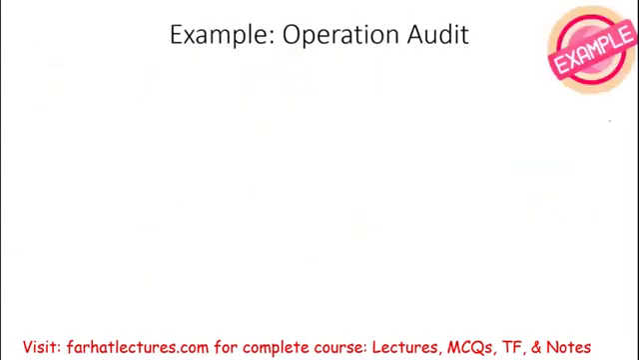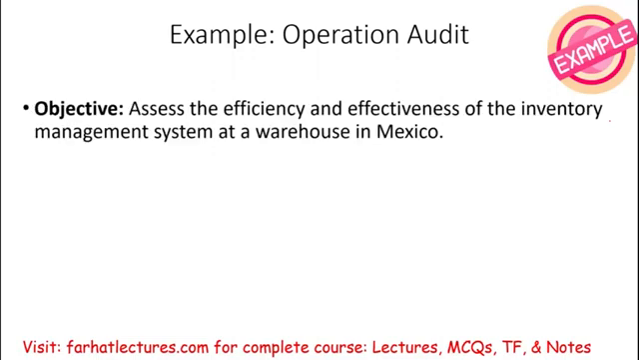Let's take a look at an operational audit example. Maybe an objective will be to assess the efficiency and effectiveness of the inventory management system. That's it. We're looking at how we manage inventory, and specifically at a warehouse in Mexico. So notice, it's not across the company, it's for one specific area, and that's our warehouse in Mexico.